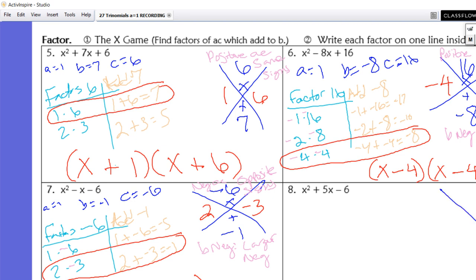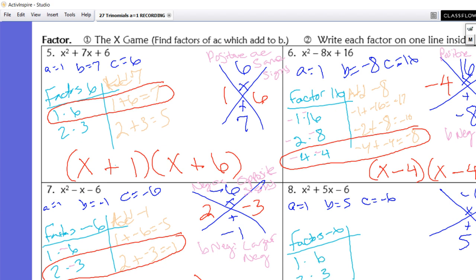Okay, our next one, problem 8, same process. Our AC is going to be 1 times negative 6. So again, A was equal to 1, B was equal to 5, C is equal to negative 6. Our add up value is B, which is 5 in this case. Alright, so let's go through and start thinking about ways to multiply to negative 6. So that's going to again be 1 times 6 and 2 times 3.